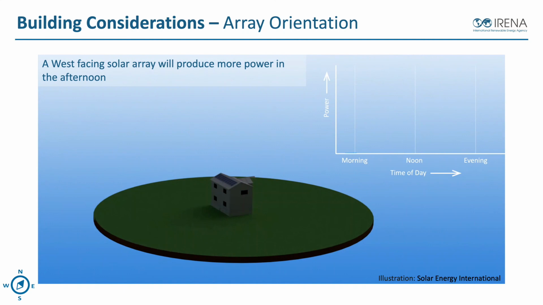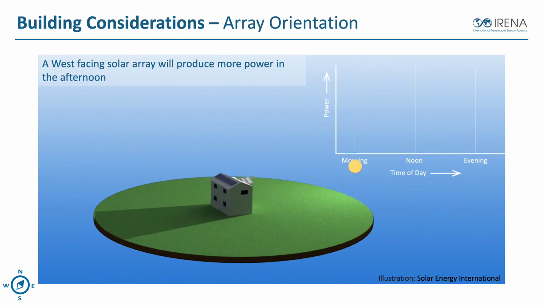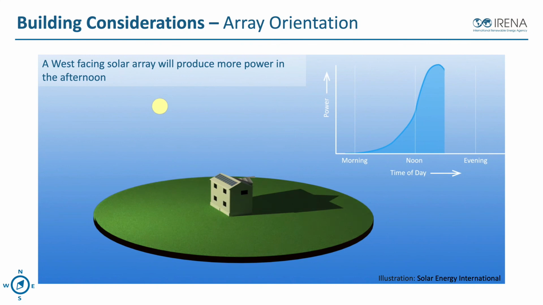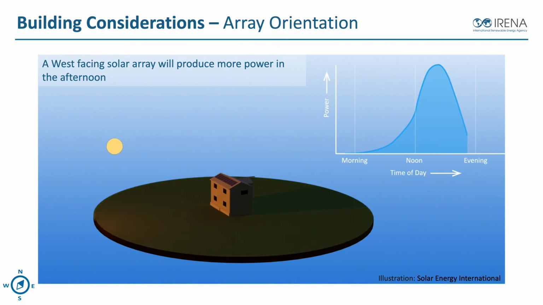And then a west-facing array will produce more power in the afternoon, because when the sun rises, we really don't have much intense sun on that west array. And as the sun comes up to the middle of the day and heads off towards the late afternoon and end of day, that's when we're going to get the most sun intensity, and we're going to produce more power with a westerly facing array in the afternoon.